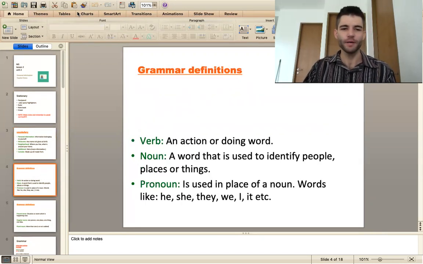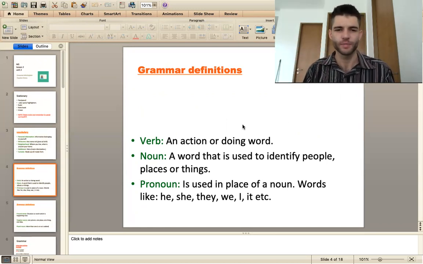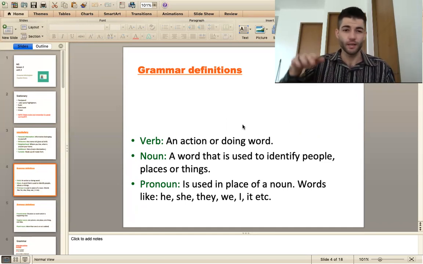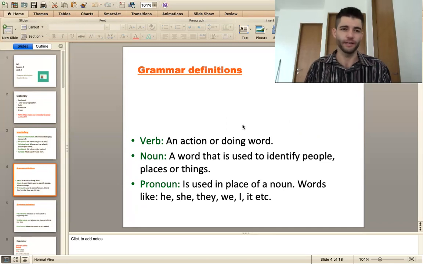Here we have grammar definitions. So today we're going to do a little bit of grammar, but this grammar is just to help us with the rest of our lesson, which is about personal information. So today let's look at some definitions of grammar. Most of you might know this, but it's good to refresh our memories and maybe just quickly recap. So recap means just quickly remind ourselves what are the meanings of these words that we find in English grammar.